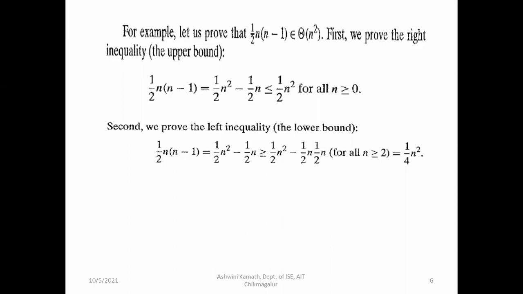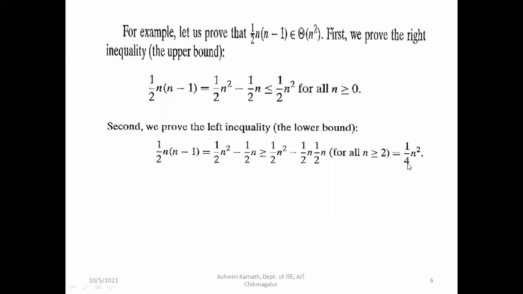Half minus half is 0. 0 cannot be greater than 1 by 4. That's why n naught must be at least 2. If the value is 2, what happens? Here we have half n square, so 1 by 2 into 4, which is equal to 2, minus 1 by 2 into 2, which is equal to 1. So 2 minus 1 is 1.